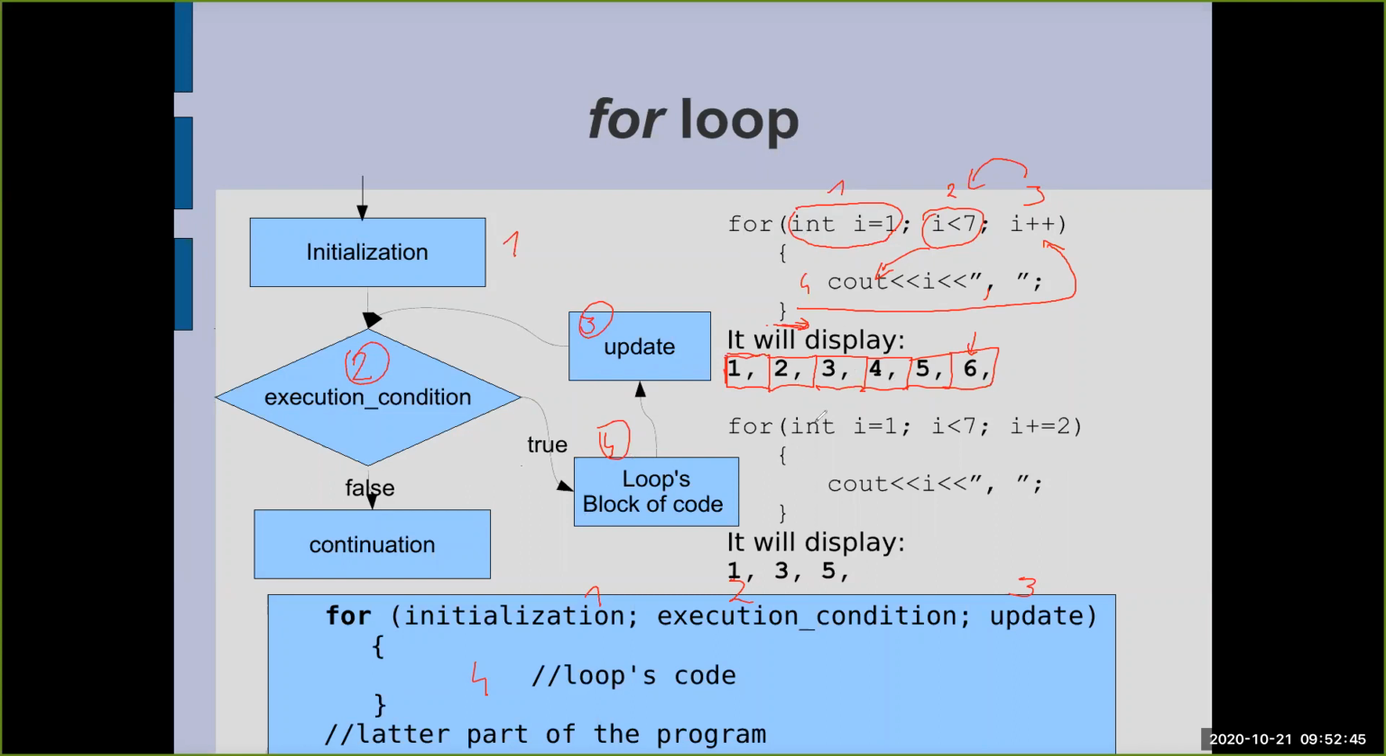Look, here you have the same loop, but the update statement is different. So now i plus equal 2, so i is increased by 2. So the first value is 1.